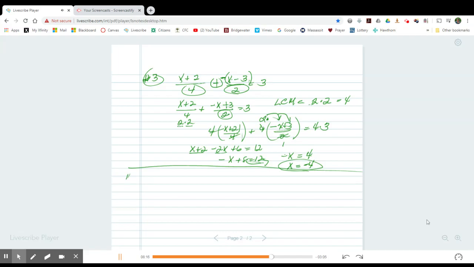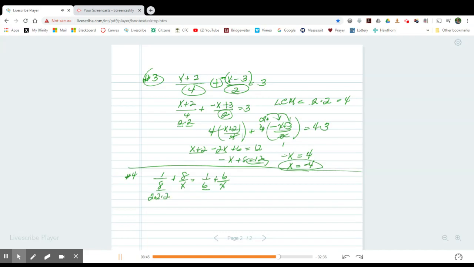All right, number 4. What do we got here? 1 over 8 plus 8 over x equal to 1 over 6 plus 6 over x. All right, I need to express these two terms as a product of their prime factors. 8 is 2 times 2 times 2. Can't do anything with x. 6 is 2 times 3.